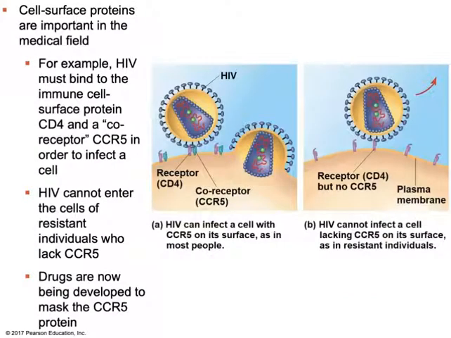Cell surface proteins are important in the medical field. In the example shown here, HIV must bind to the immune cell surface protein CD4, shown in purple, and a coreceptor, CCR5, shown in green, in order to infect a cell. HIV cannot enter the cells of resistant individuals who lack the CCR5 coreceptor. Drugs are now being developed to mask the CCR5 protein.